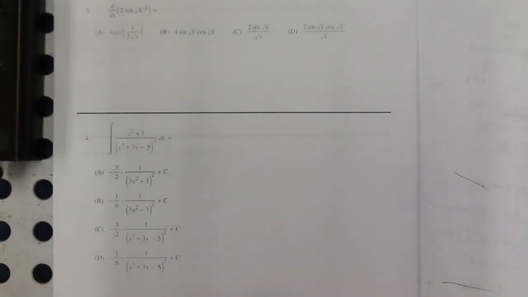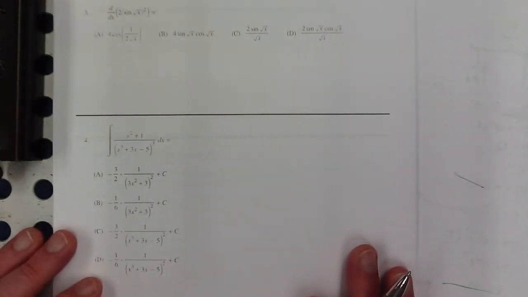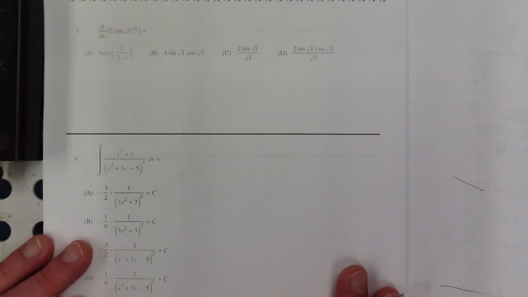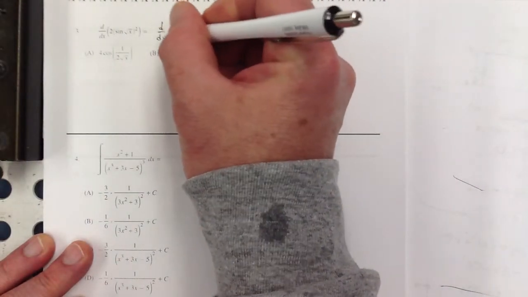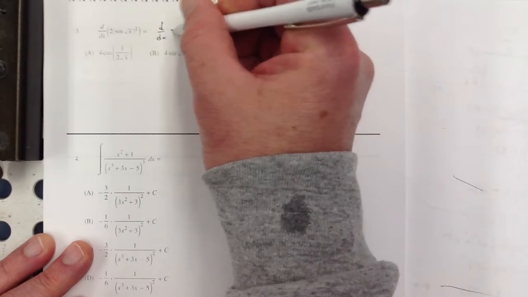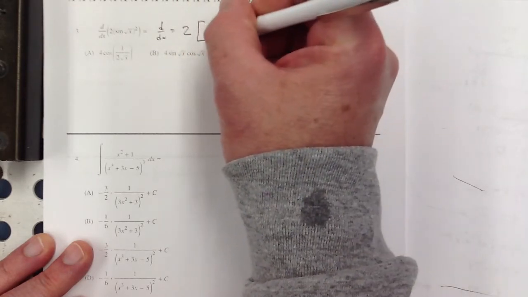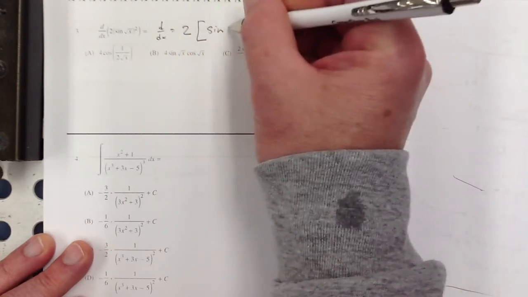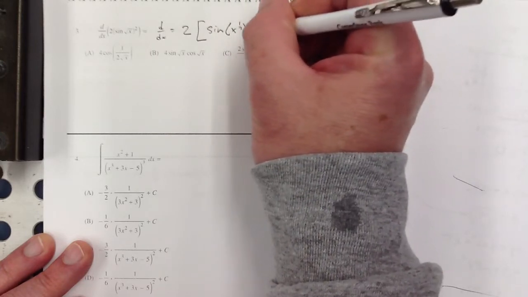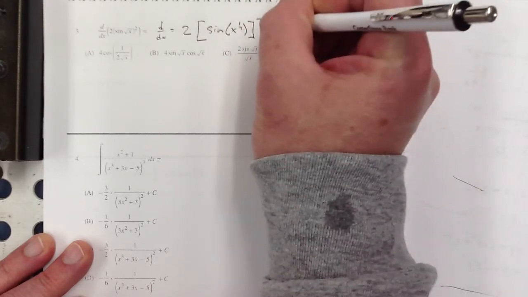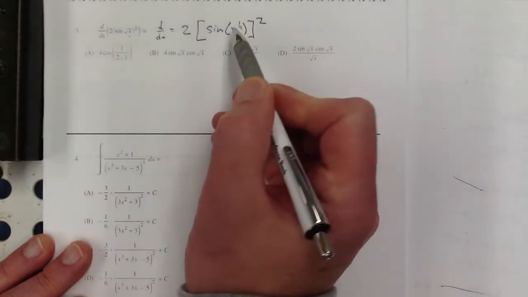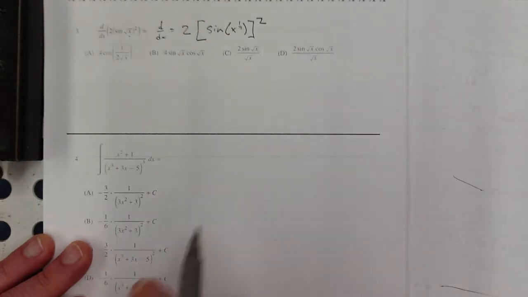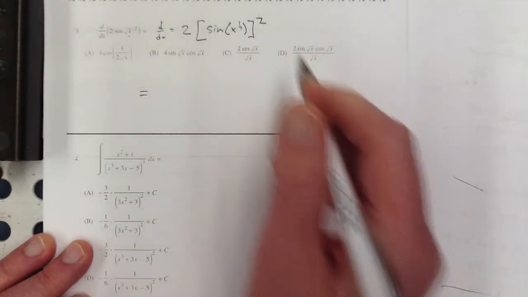Alright, number 3. This just looks like a derivative where I've got to know some derivative rules. I'm just going to rewrite it as 2 times the sine of x to the 1/2, squared. All I did there was change that to x to the 1/2, but that's a more calculus-friendly way of writing it, right? So, power rule.